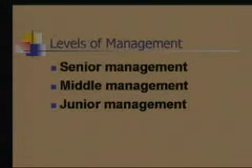Now we want to talk about the different levels of management. We have seen that management is divided into 3 levels. The first level is the senior level, then the middle management, and the junior management. How do you differentiate them? It is differentiated mainly by the kind of work they do or the kind of things they are supposed to be doing. For example, senior management is involved with strategic planning.